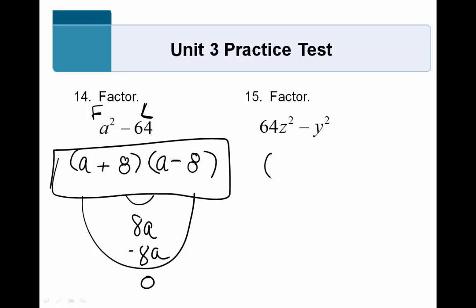Same thing here. The square root of 64z squared is 8z. We'll be talking about square roots in the next unit. The square root of y squared is y. One plus, one minus.